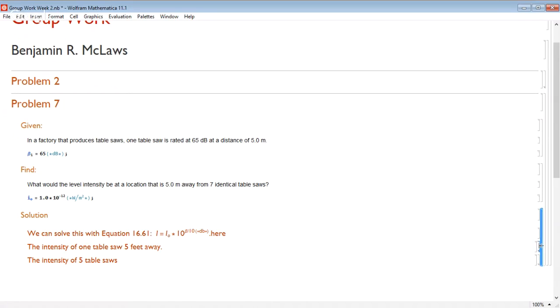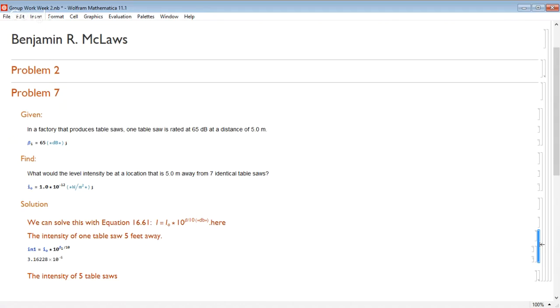So, if we try to solve what the intensity level will be for one table saw, we will find that our intensity will be 1.0 times 10 to the negative 12 times 10 to the 6.5. And that will give us a value of 3.16228 times 10 to the 6th.